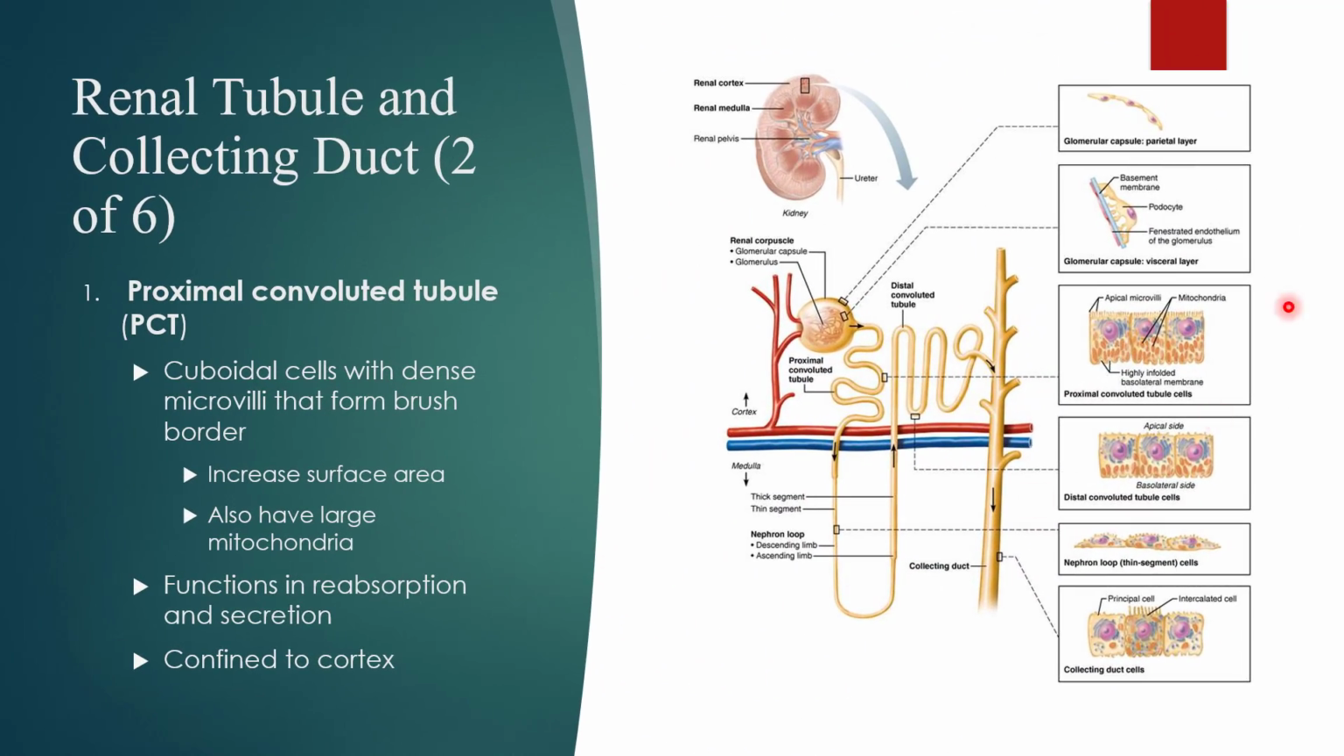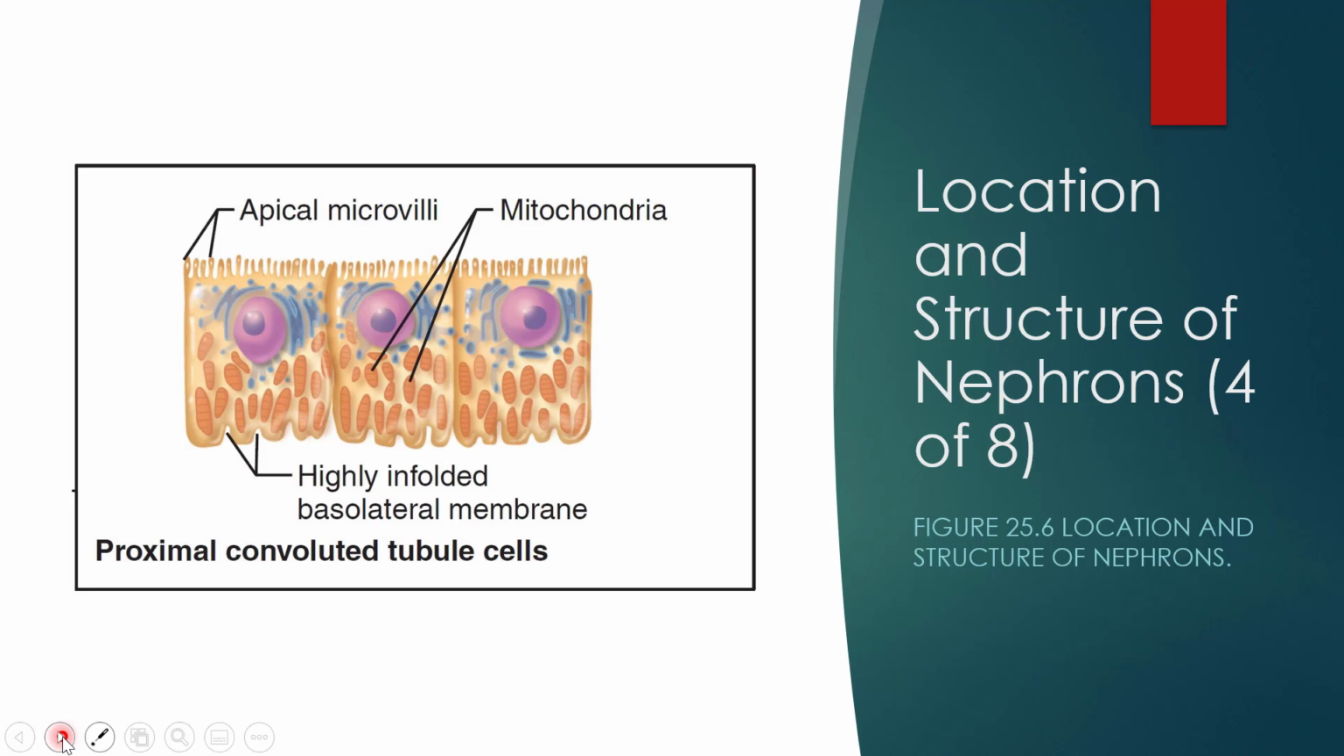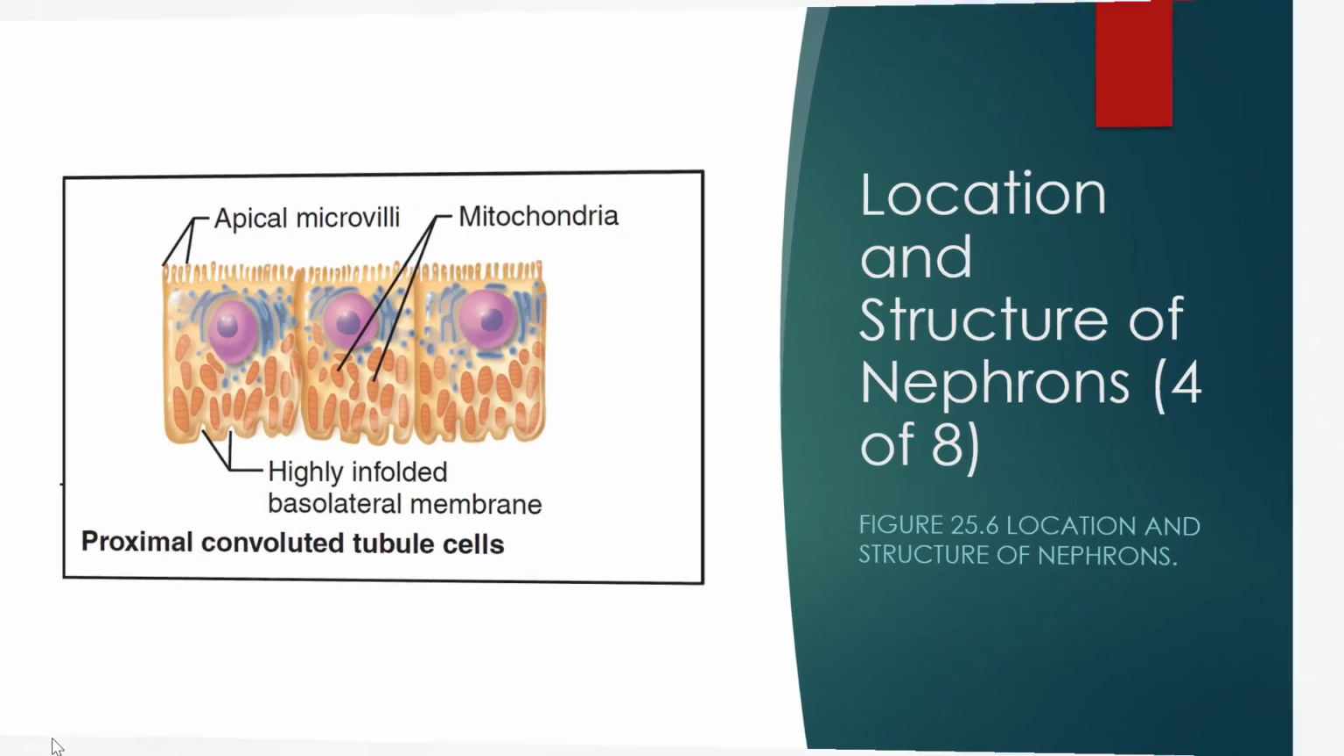So your proximal convoluted tubule would have cuboidal cells with dense microvilli, and pretty much it has a good amount of surface area. They do have a lot of mitochondria, okay, functions in reabsorption and secretion, and they are confined to the cortex. And then you have these, which are actually the cells of the proximal convoluted tubules. Okay, they do have a lot of microvilli, a lot of mitochondria because of its function.